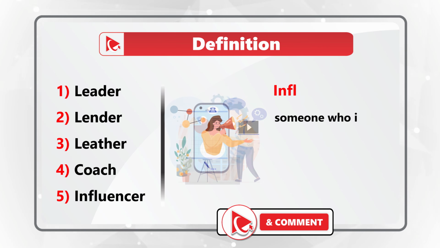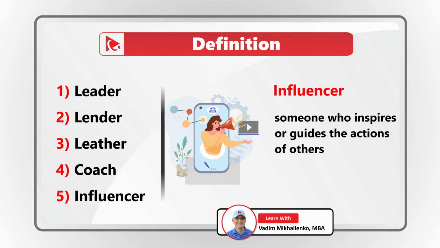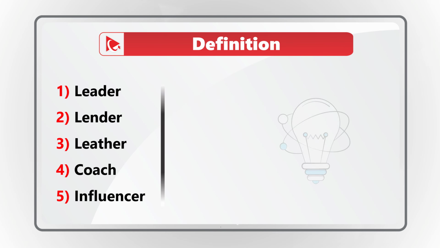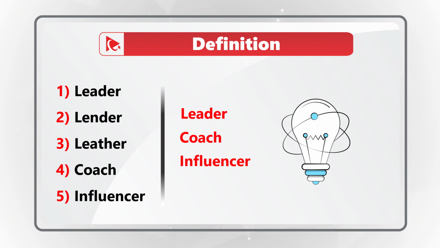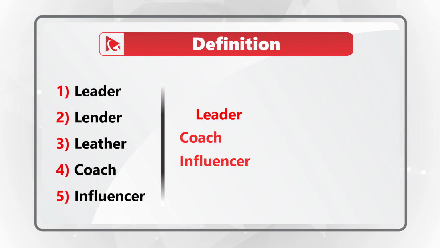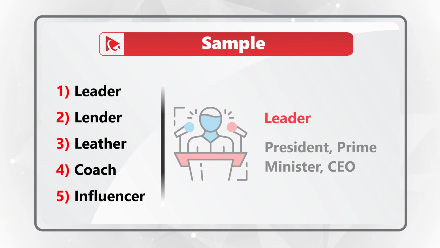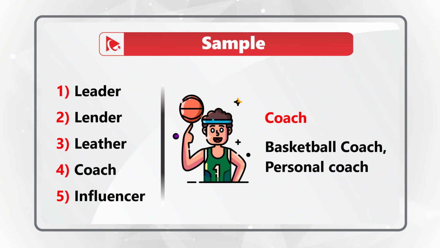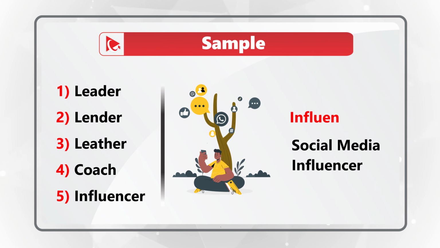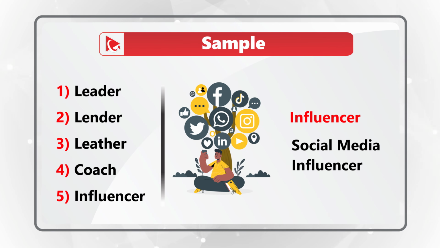And an influencer is someone who inspires or guides the actions of others. Basically, the similarity between these words is that they represent someone in power who uses his or her skills to help others. For example, leader could be a president, prime minister, or CEO. Coach could be somebody helping with sports activities like basketball coach, or with personal development like personal coach. An influencer could be someone who has following on social media, for example, social media influencer.